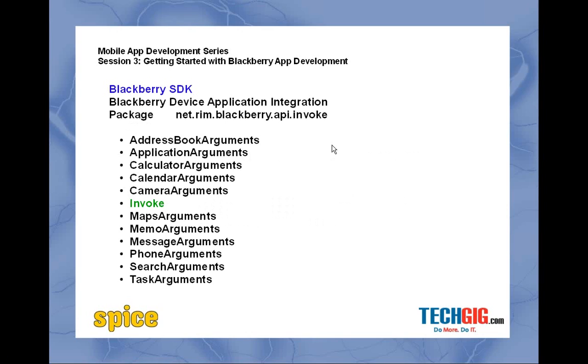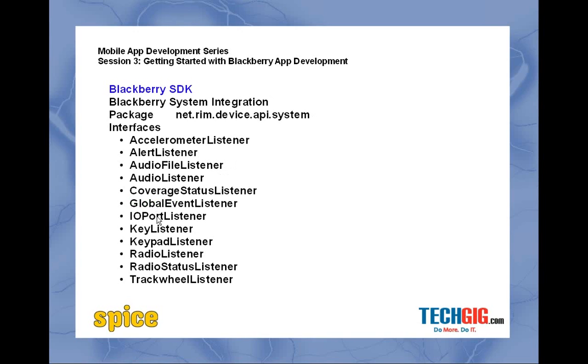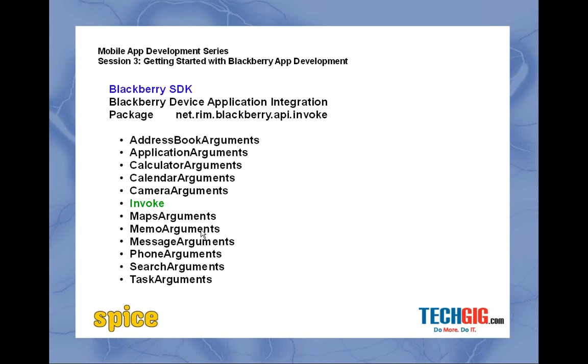And then there are a lot of things. When you write any mobile application, it has to integrate with the device capabilities. The application should be integrated with the address book. You can integrate with the calculator, calendar, camera, maps, memo. There's a function called invoke. Invoke is the class, sorry. You look at the class, and by passing various parameters, you can invoke the BlackBerry native applications.